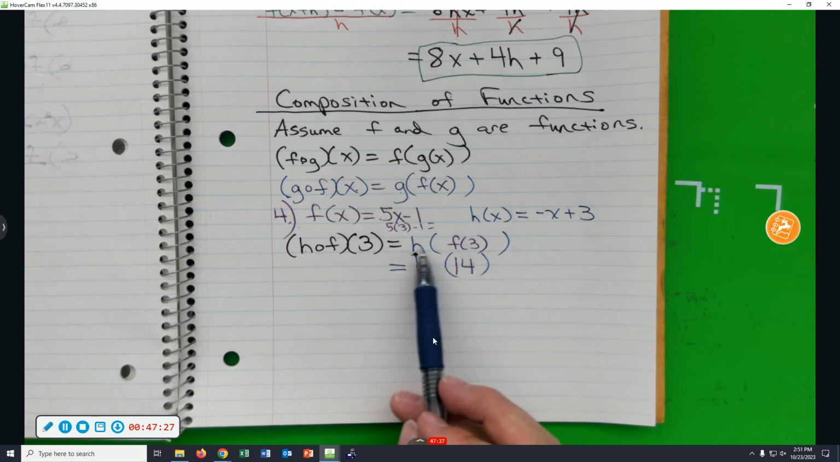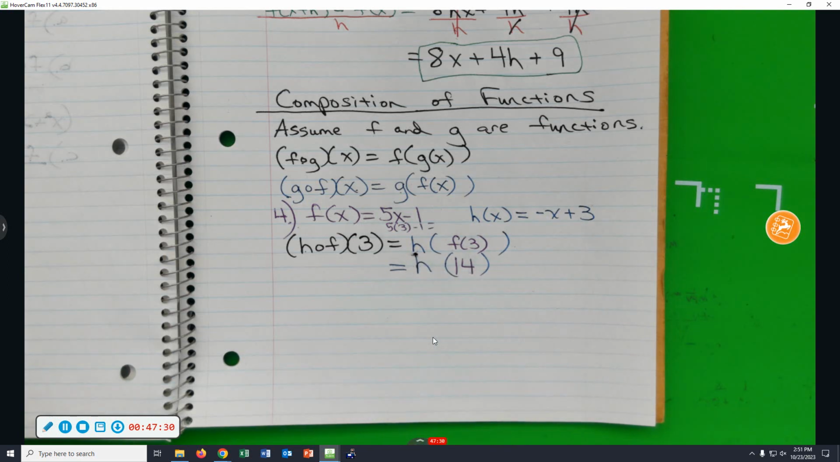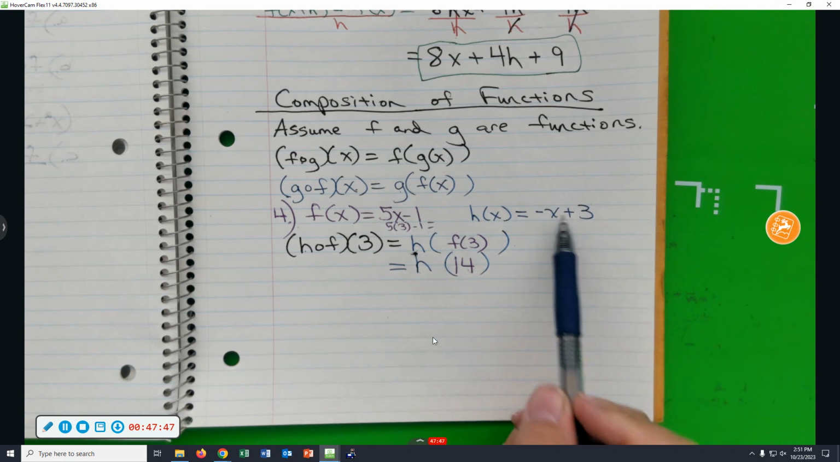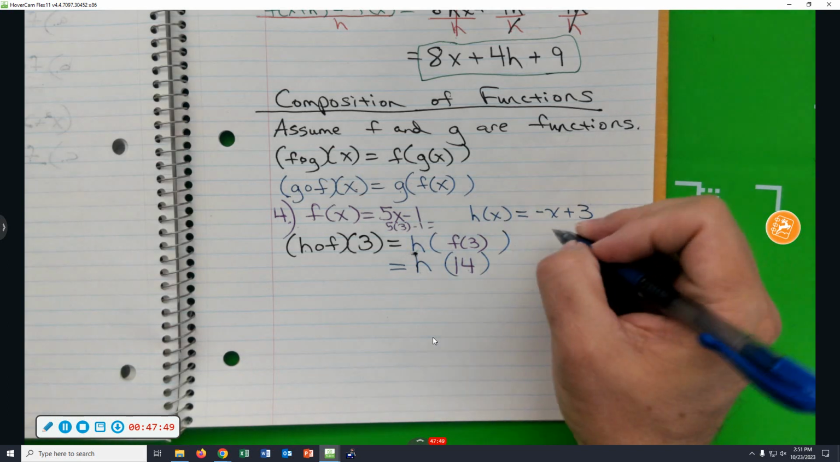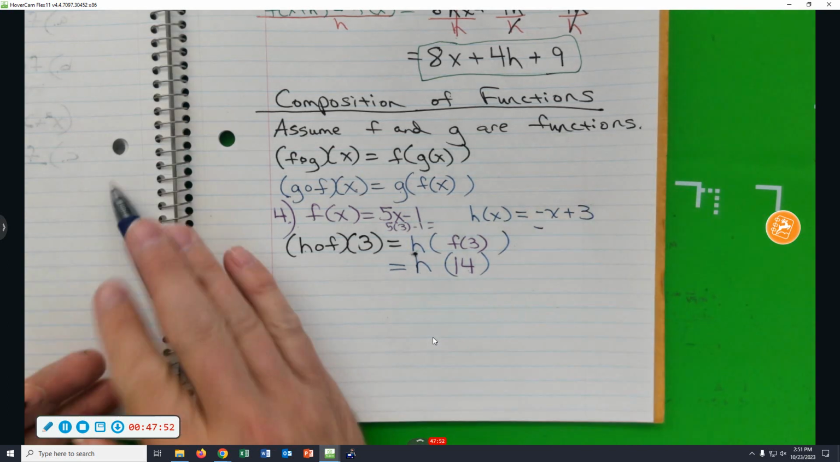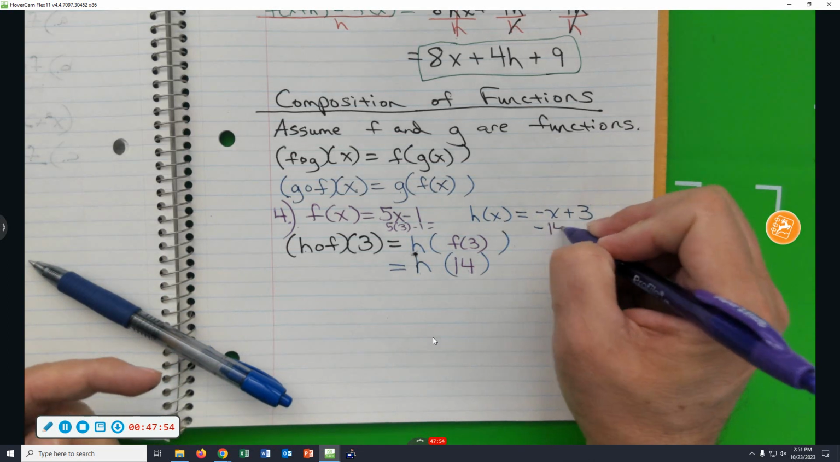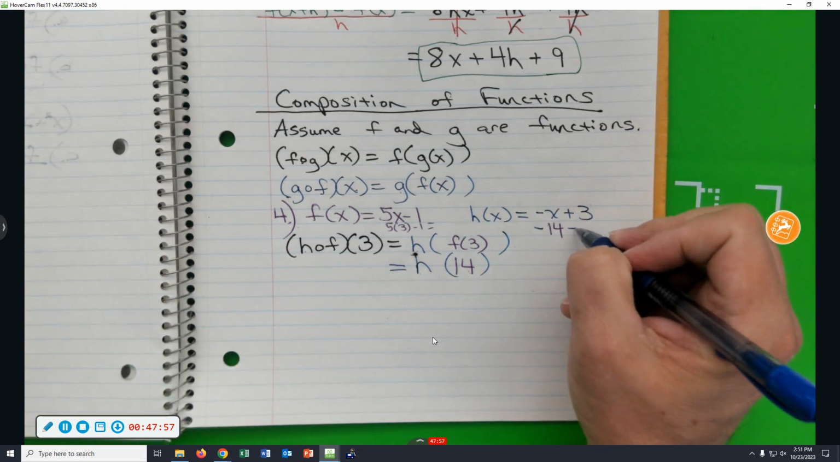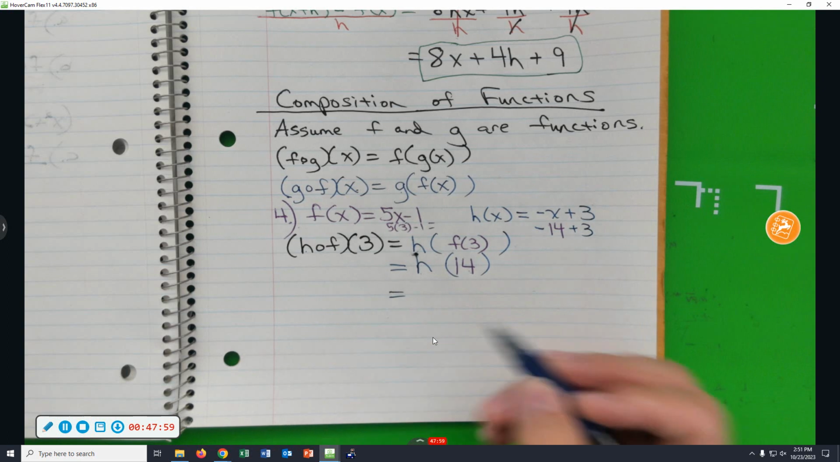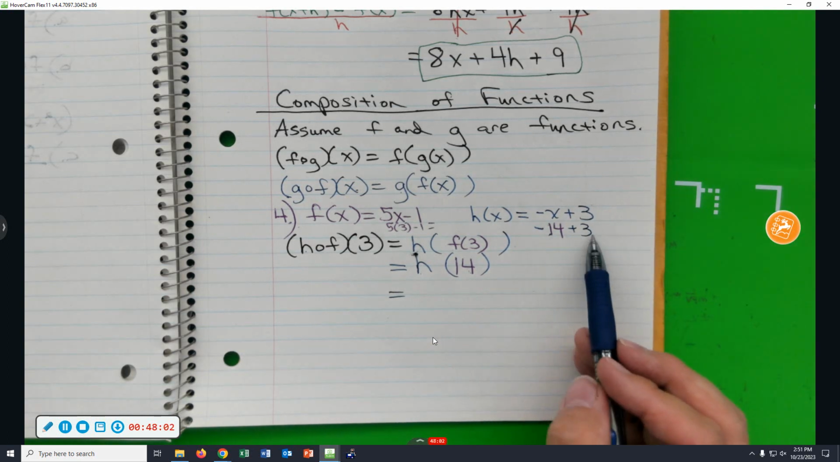Now what's this notation saying to do? You're going to go to h and plug in the 14. This is just repeated function notation. You plug the 3 into f. That gave me 14. You take the 14, you plug it into h. So you come up here. You have a negative. Replace the x with that purple 14, plus 3. What's that going to give me? Negative 14 plus 3 gives me negative 11.